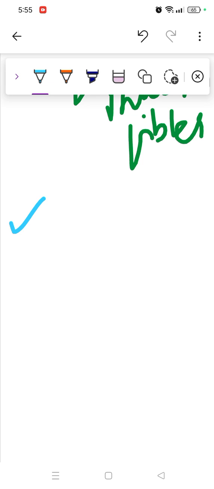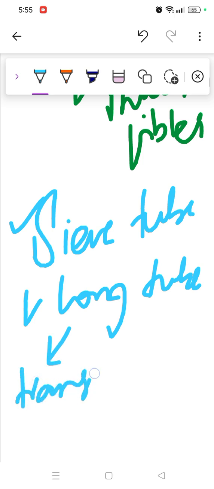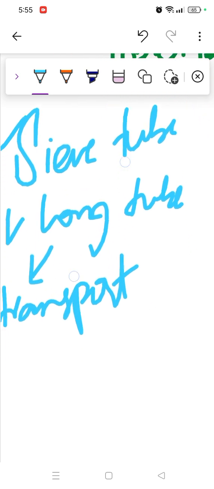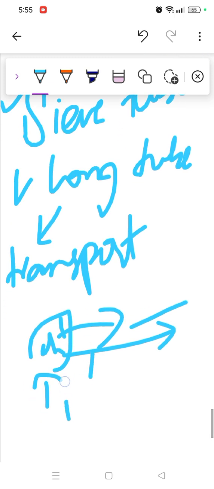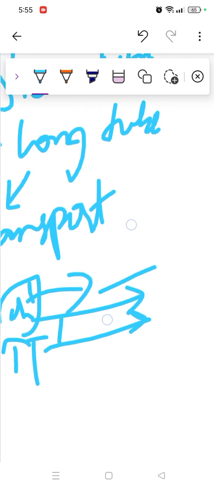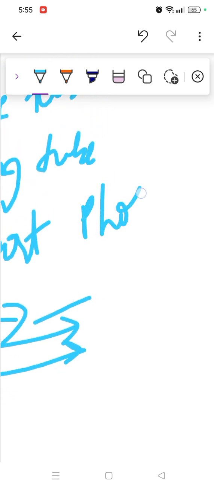So the first one is sieve tube elements. These are long sieve tubes, a long tube structure that transports photosynthetic products throughout the plant. For photosynthesis, they need chlorophyll which they have in leaves, so it will be transported. They need water from soil, it would be transported. They need food, and everything would be transported in order to make sure that they make their own food. So photosynthetic products.